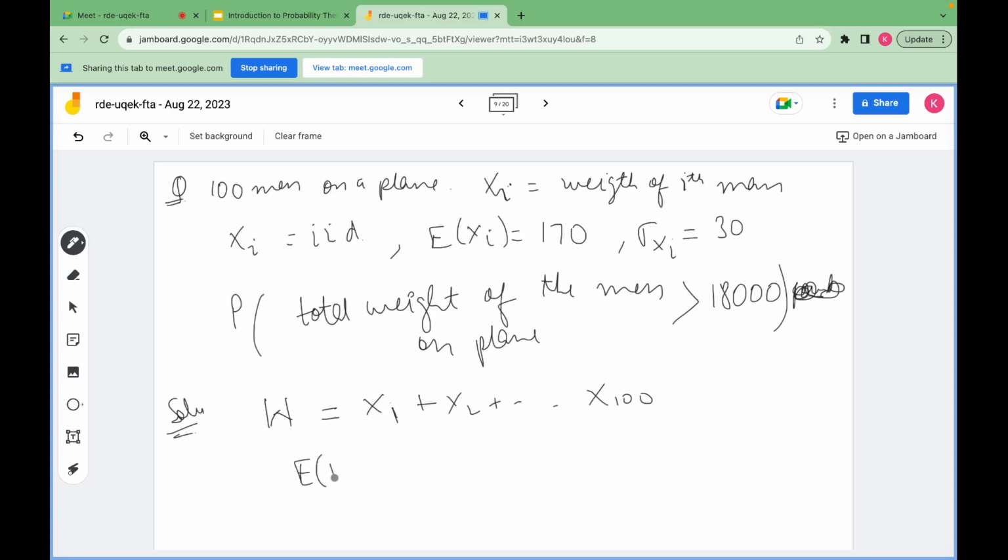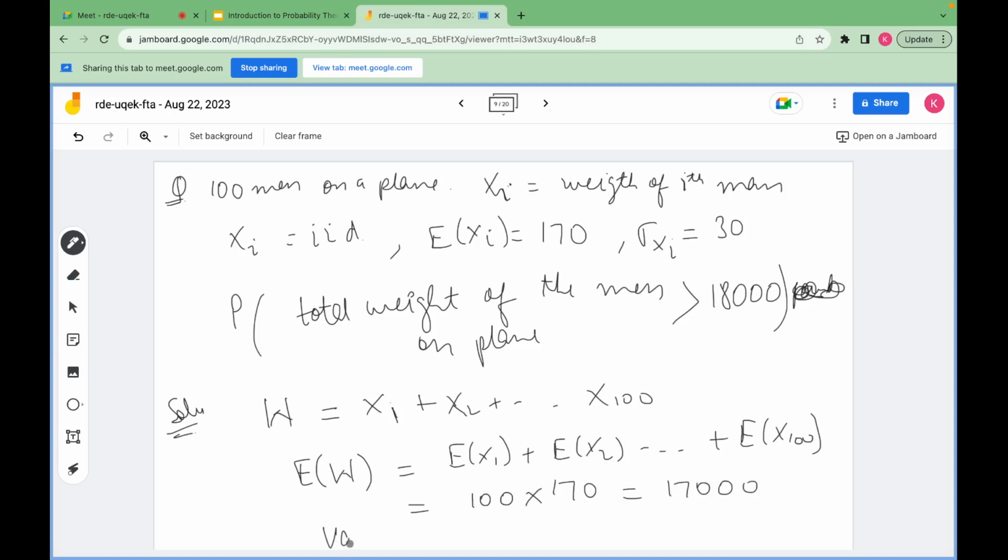Now the expectation of W is nothing but expectation of x1 plus expectation of x2 plus up to expectation of x100. As these are all independent random variables, x1, x2 up to x100 are independent of each other. That's why the expectation for the whole W will be the sum of the individual expectations of each random variable. So this will be 100 into expectation of xi, which is 170. So this is 17,000.